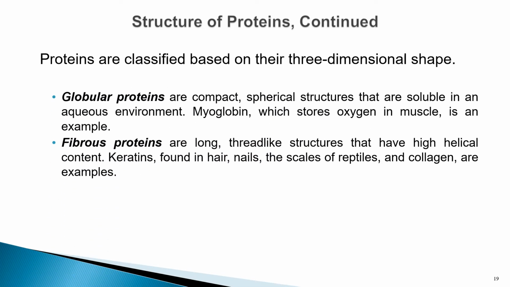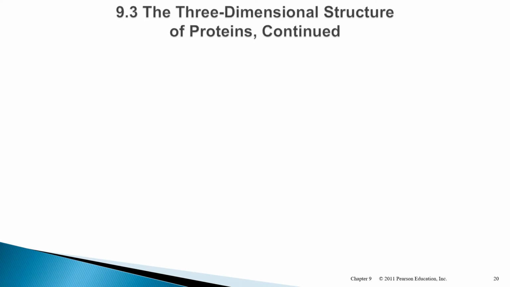Proteins are classified based on their three-dimensional shape. Globular proteins are compact spherical structures that are soluble in an aqueous environment. Myoglobin, which stores oxygen in muscle, is an example of a globular protein. Then we have fibrous proteins. Fibrous proteins are long thread-like structures that have high helical content. Keratin found in hair, nails, and scales of reptiles, and collagen are all examples of fibrous proteins.